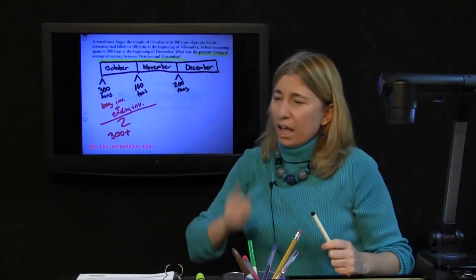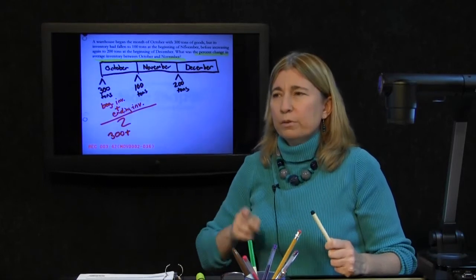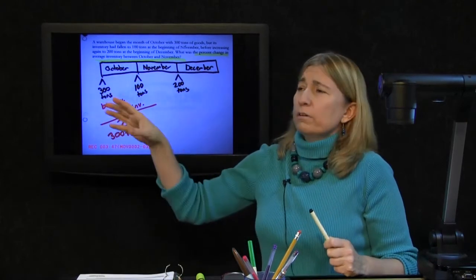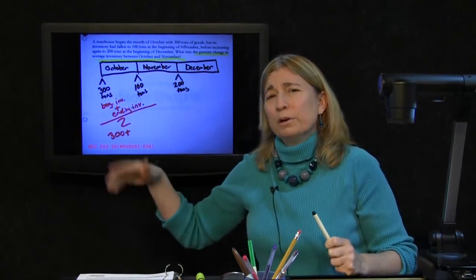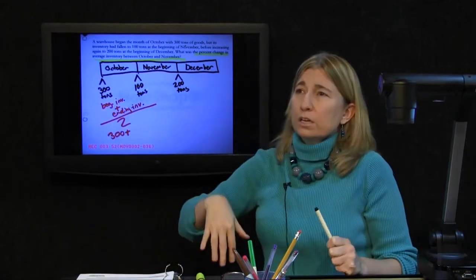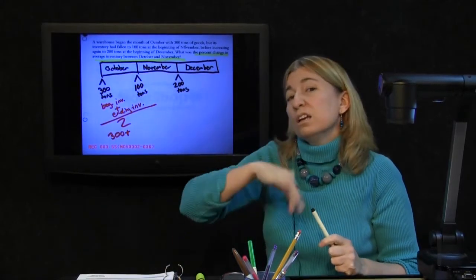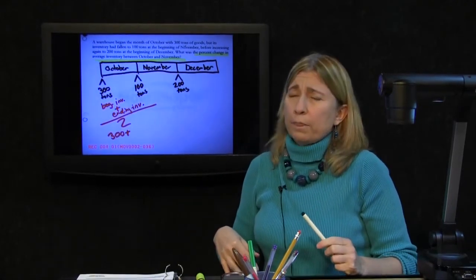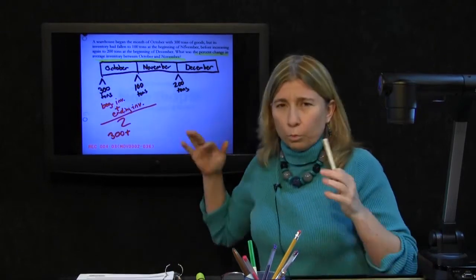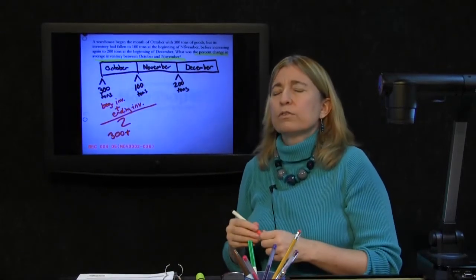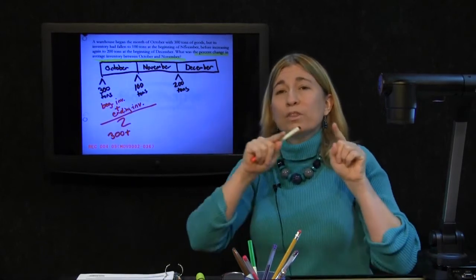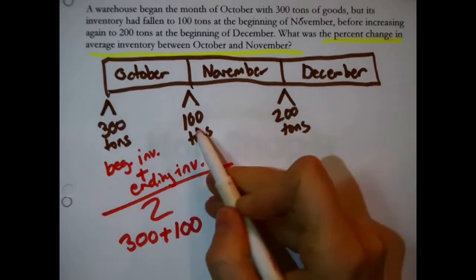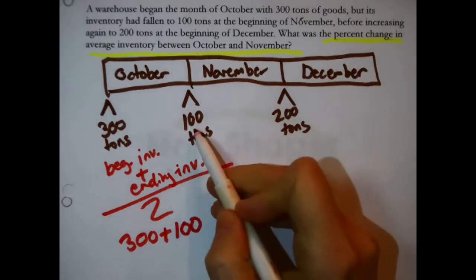Oh, the ending inventory for a period is the beginning inventory for the next period. One period's beginning inventory is another period's ending inventory. The beginning inventory of one period is the ending inventory of the period before. Now, what this problem told us is at the beginning of November there was, I wrote it down, 100 tons. That's the beginning inventory for November. That is also the ending inventory for October. They're one and the same thing. This is the beginning inventory for November and the ending inventory for October.